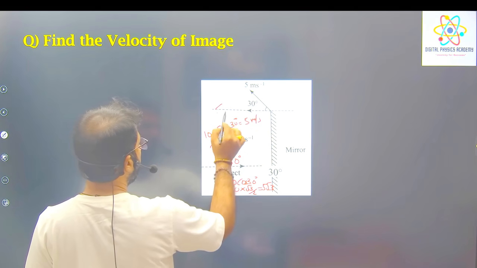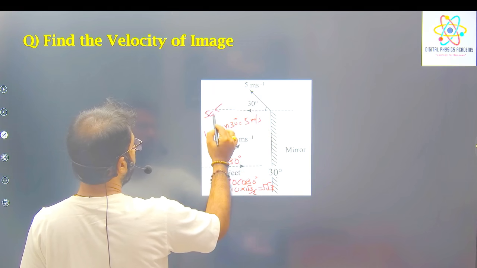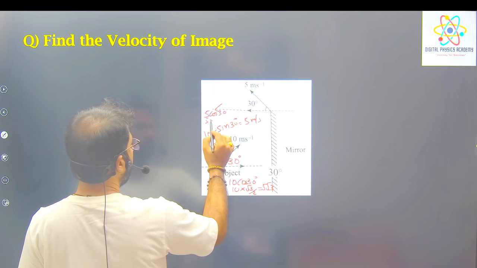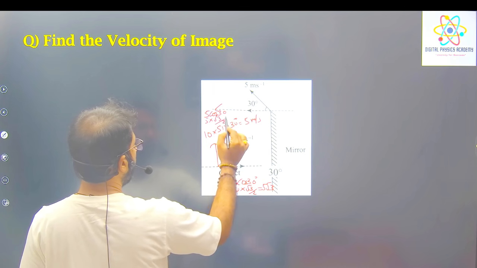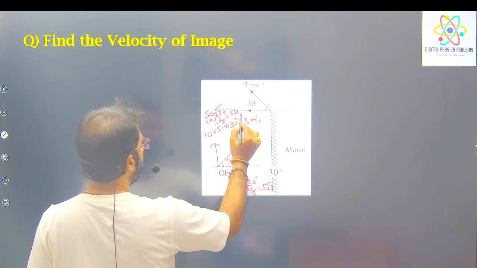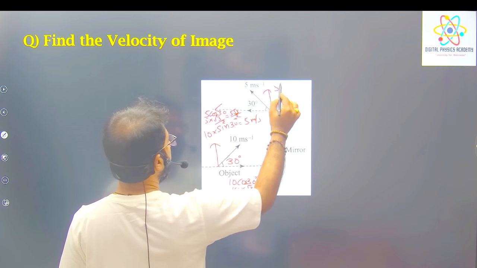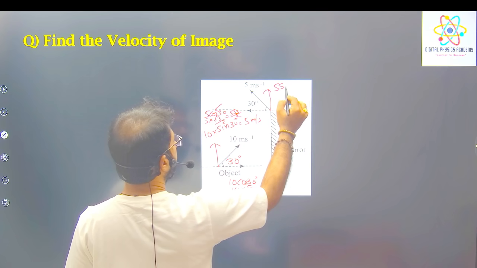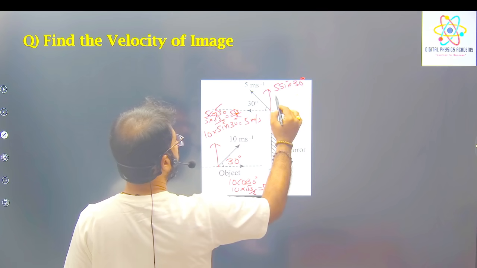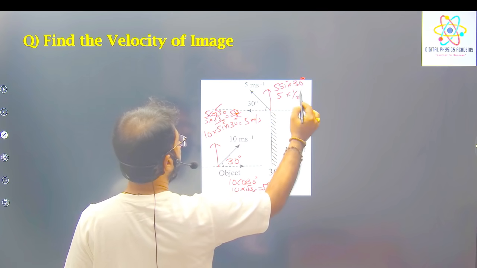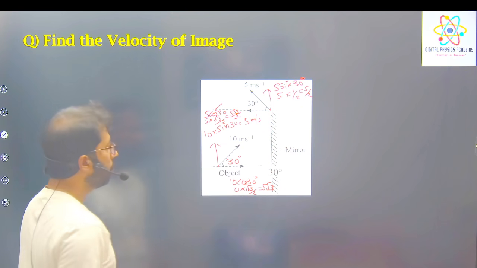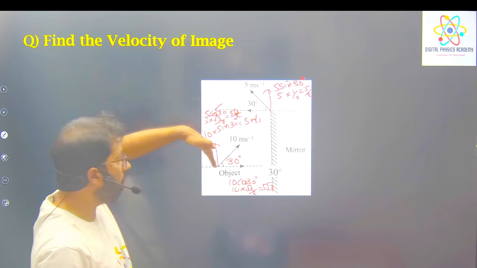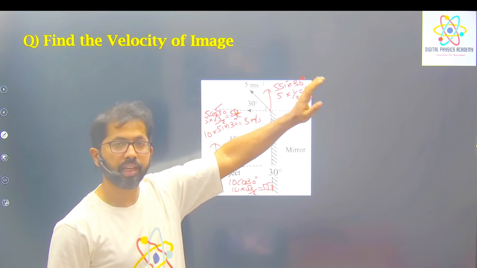Now split this one also. Here 5 cos 30. 5 into root 3 by 2. 5 root 3 by 2. And the perpendicular component is 5 sin 30. So 5 into 1 by 2. It is 5 by 2. So whenever theta is there, on this side cos comes and the perpendicular component is sin, right?